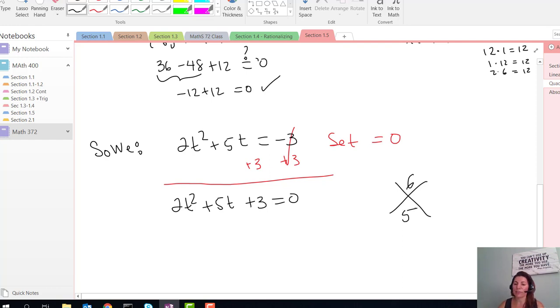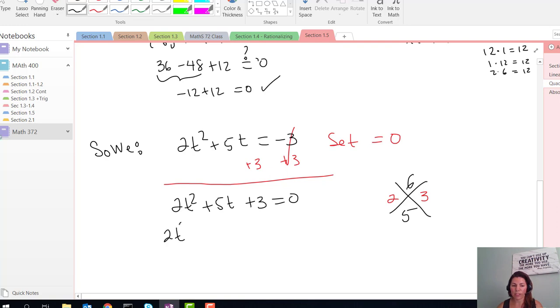So can we find two numbers whose product is positive 6 and whose sum is positive 5? And we actually can use the same numbers, 2 and 3. So 2 times 3 is 6, and positive 2 plus 3 is 5. So we go and use the factor by grouping method.